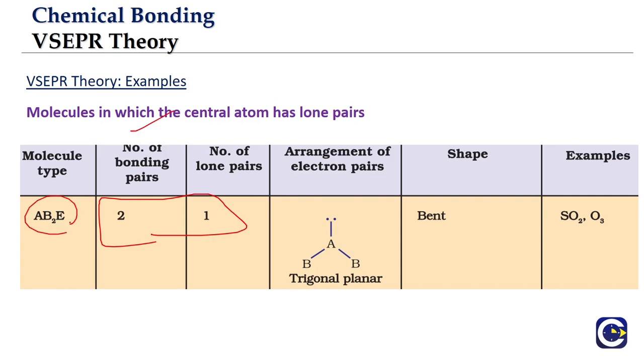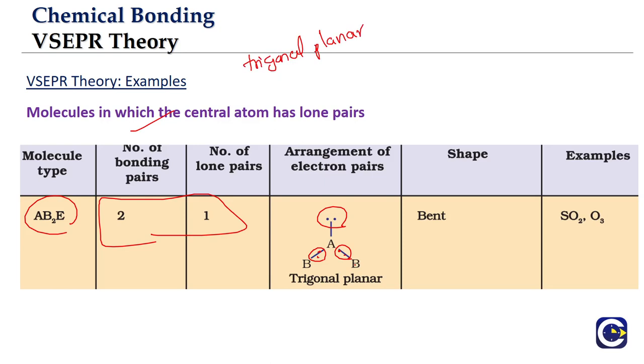What is the general representation we can think of? AB2E means there is the central atom A and the two atoms of B and one electron pair. That is the lone pair of electrons on the central atom. Look at this. There is a lone pair of electrons on the central atom. Here we have a bond pair. Here we have a bond pair. Totally, what is the number of valence shell electron pairs? 3. 3 means what is the arrangement? The arrangement is a trigonal planar.